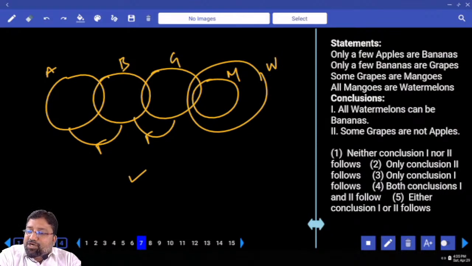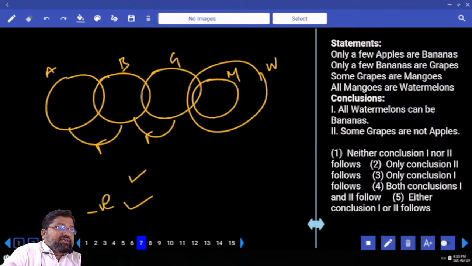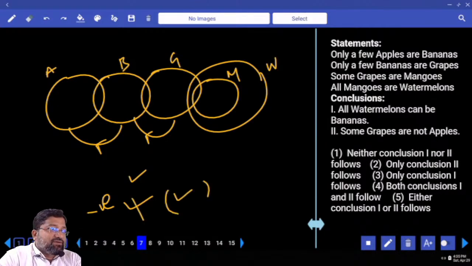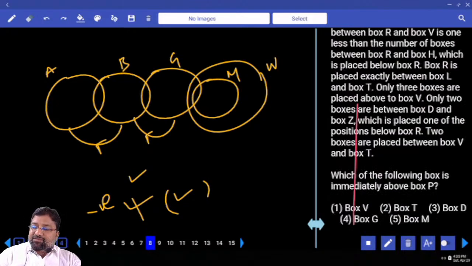Some grapes are not apples. Amma, some grapes are not apples. True? Positive or negative? Negative. Complementary: all grapes are apples. Can I take all the grapes inside apples? Any problem? No. And that is right. This is wrong. What's the answer? Come on. Let's go for the 8th question.